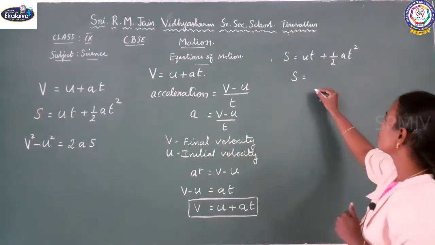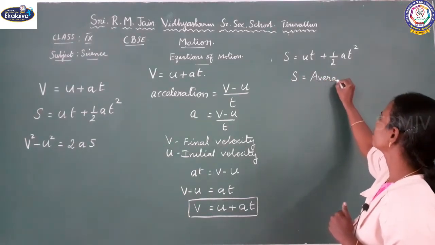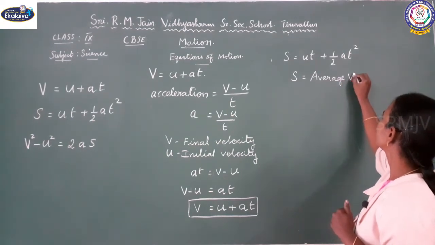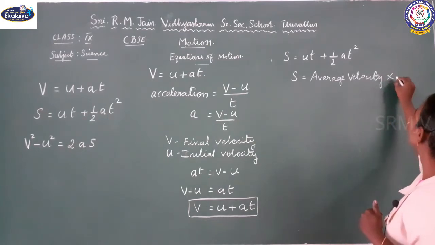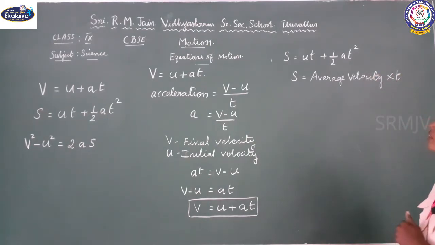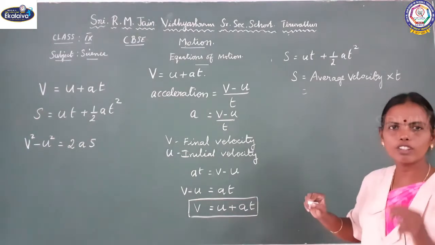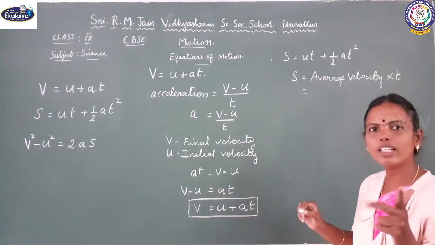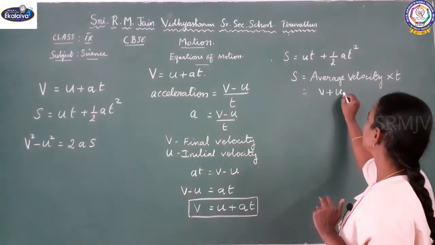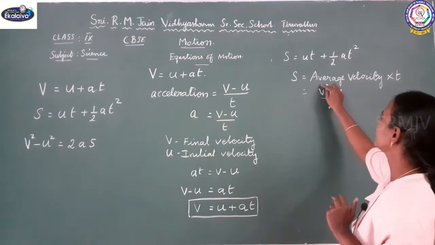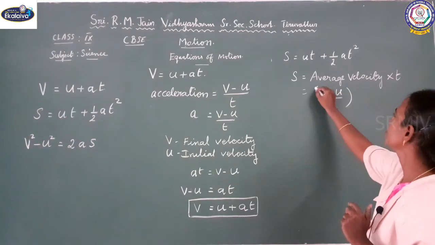s is equal to average velocity into time. What is the average velocity? How will we calculate it? Two velocities are there, one is v, another one is u. So we have to find the average velocity, v plus u by 2. We have to take the average. So v plus u by 2 into t.